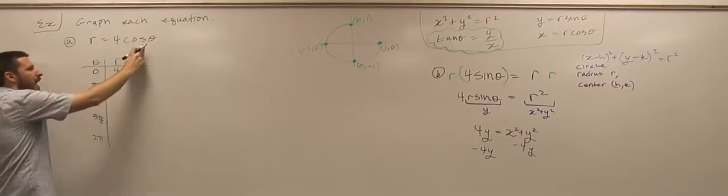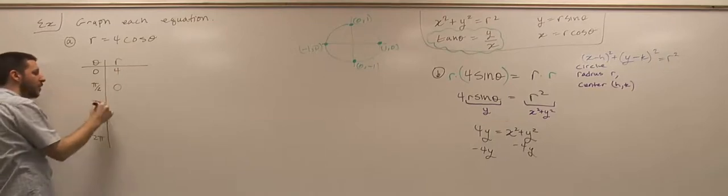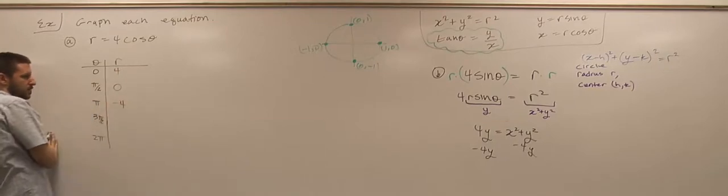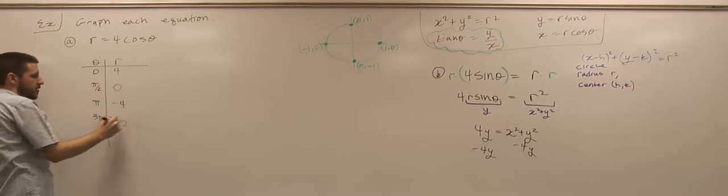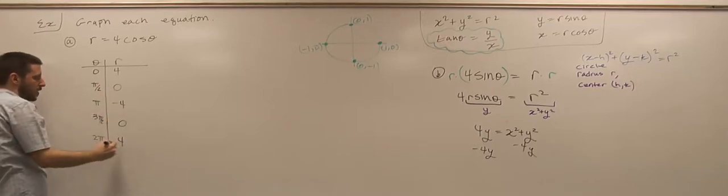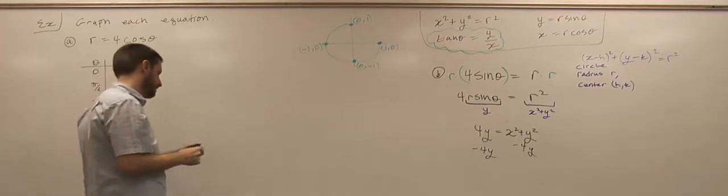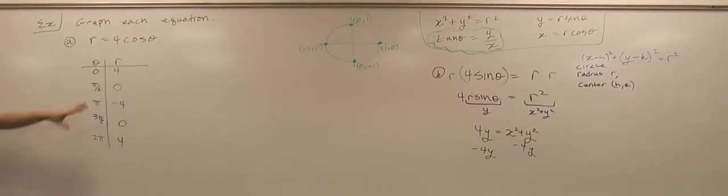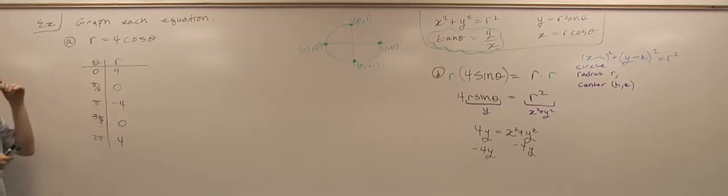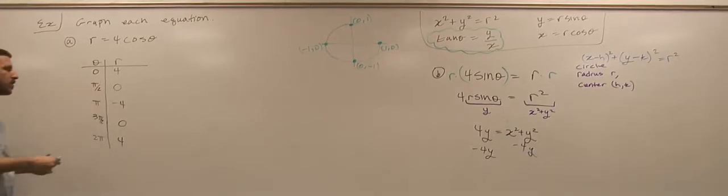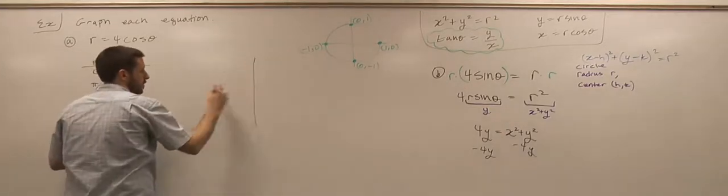Cosine of pi is -1, so I get -4. 3 pi over 2 is 0. 2 pi is 4. Now, huh? Isn't it? What'd you say? Looks like a pattern. Oh, it is. Oh, absolutely. Let me plot these points and show you why this isn't quite going to do it for me.